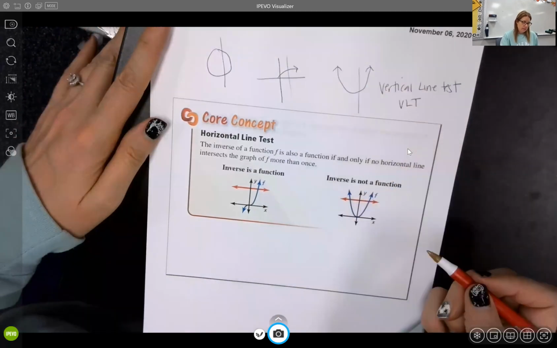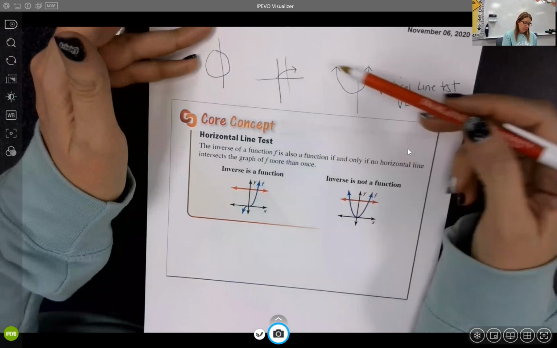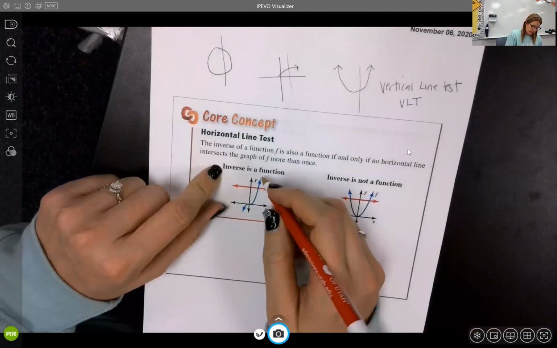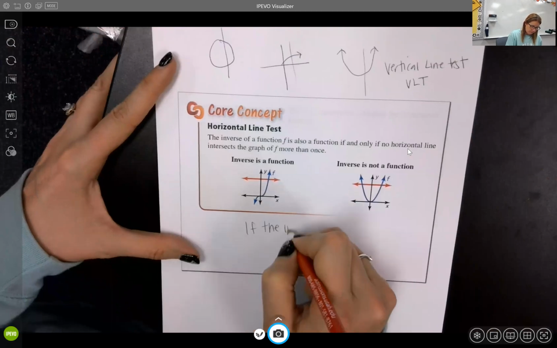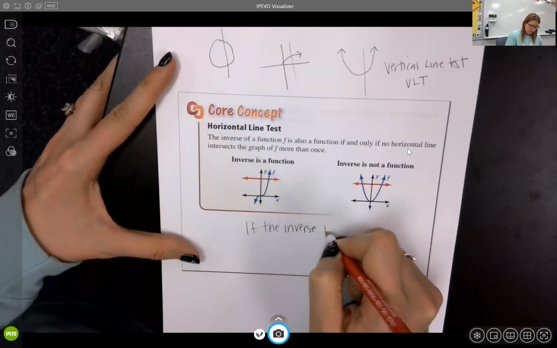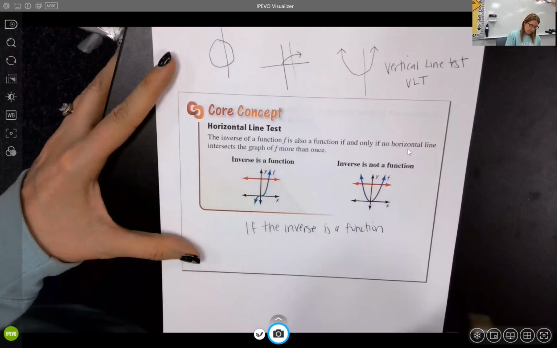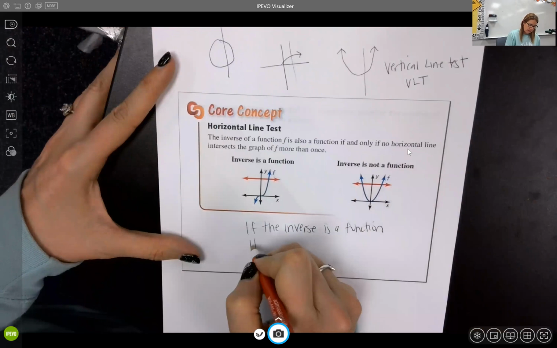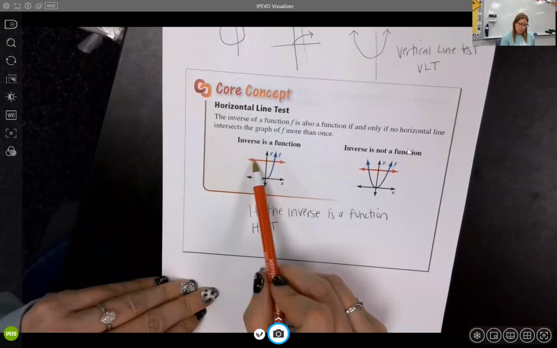So just like we did the vertical line test to test if it was a function or not, we're going to do the horizontal line test to see if the inverse is a function. So if the inverse is a function, then it passes the horizontal line test. If it's not, then it won't. So this one would pass and this one wouldn't.